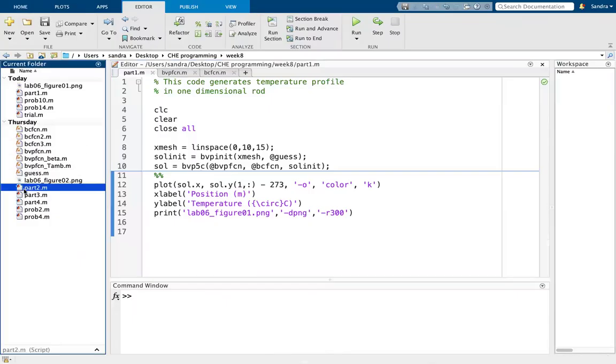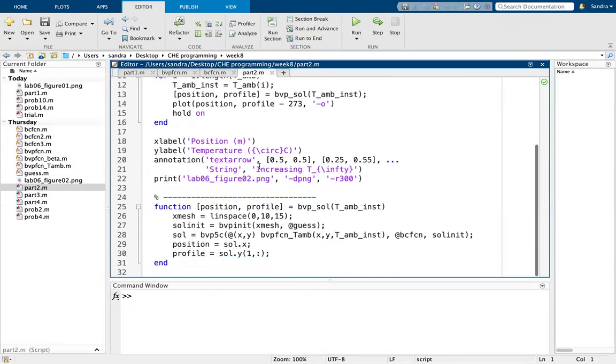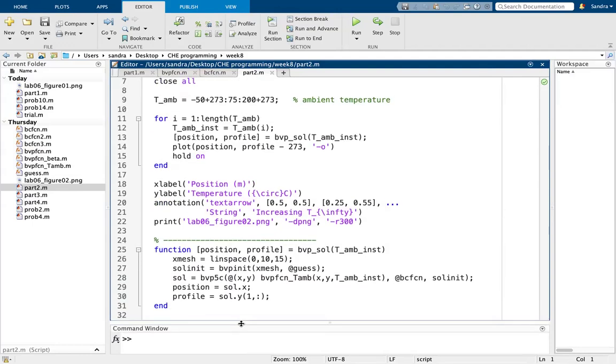So that will be part 2 of the code. This we have already done, like how can we loop over a certain variable? We have already done that. So I'll be doing the same thing here.